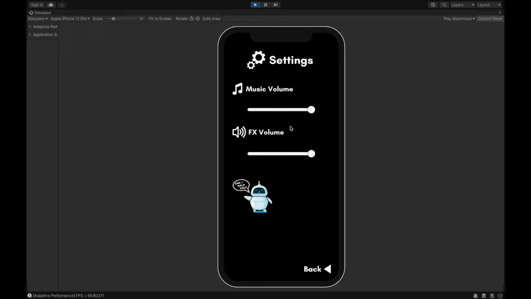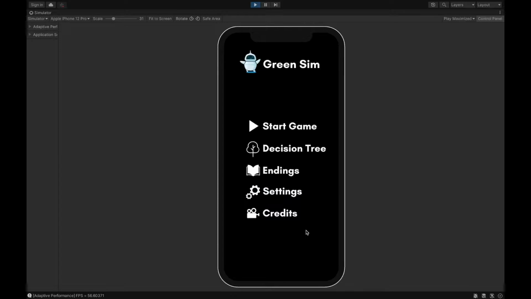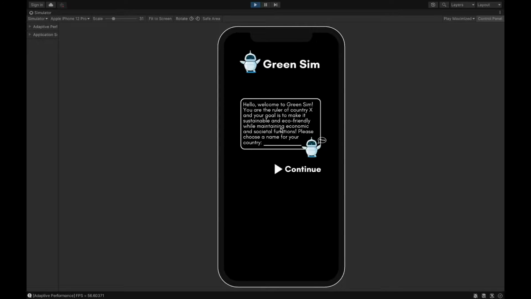There's also a settings page. It's essentially just allowing for changing the volume for the background music. As you can see, I can increase the volume, but I'm going to go ahead and decrease it so I don't have to speak over it. But you can also adjust the sound effects volume and adjust those as you see fit. I'll go ahead and show the credits at the end, so we can go ahead and start the game.